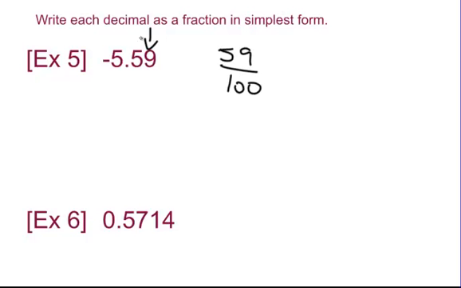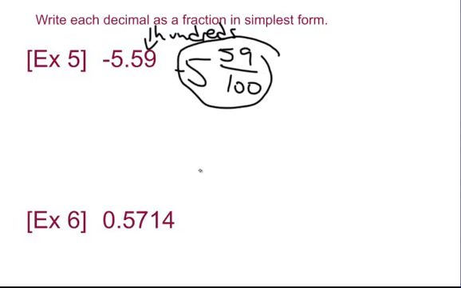Because it's in the 100ths place, I know that there's going to be 100 in my denominator. Now, we have a negative 5 out front, so it's negative 5 and 59 100ths. Now, can we simplify this? Well, we can divide 100 by a lot of things, like 20 and 5, 25 and 4, 50 and 2. But 59, that's a prime number, so we can't. So we're simplified at negative 5 and 59 100ths.